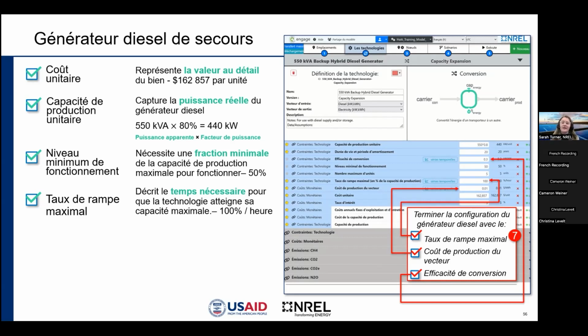Diesel generators, on the other hand, can ramp up pretty quickly. So we will say 100% of its maximum capacity will be ready to use within the hour.